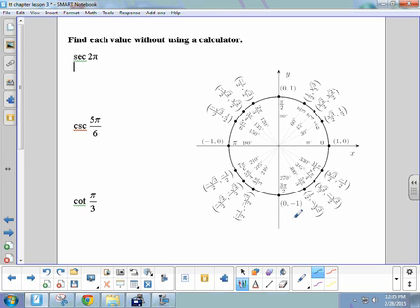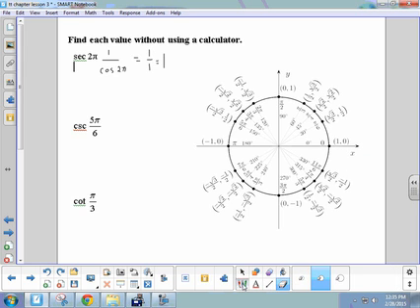All right, we are going to find these values without using a calculator. And I'll tell you right now, it's going to be easier if you have your unit circle in front of you. So secant, that would be the same as 1 over cosine of 2 pi. Well, I look at my unit circle. Right here is where I have 2 pi, because that would be 1 rotation around. Cosine is my x coordinate, so that would be 1 over 1, which is 1.